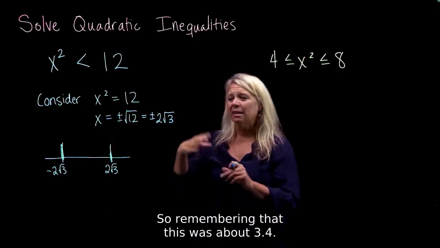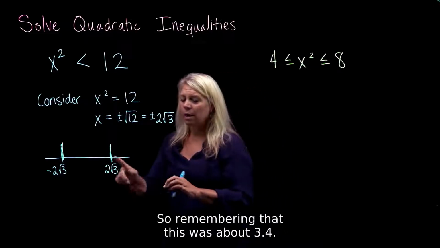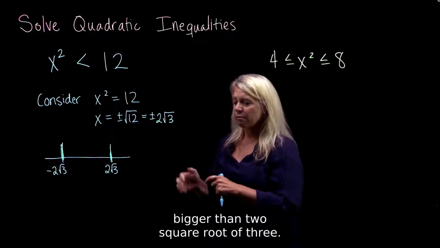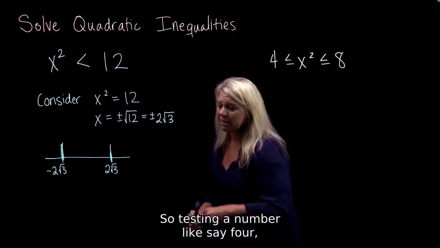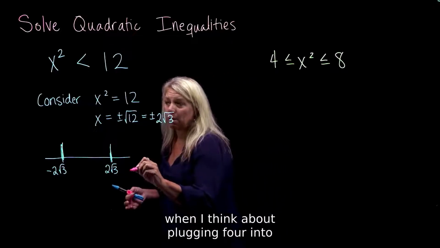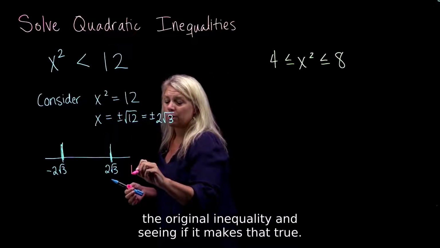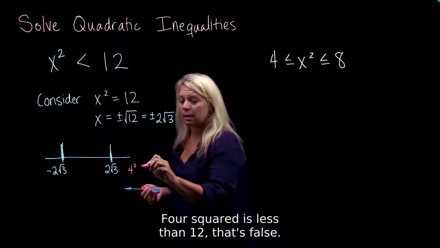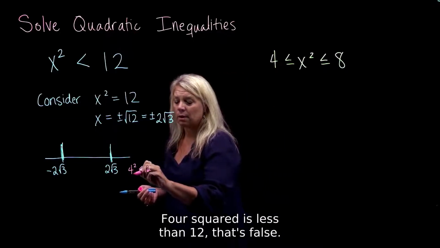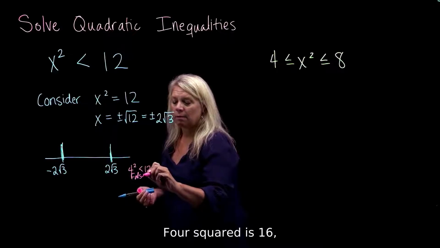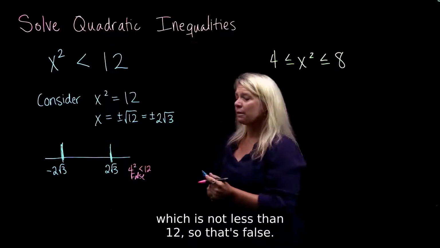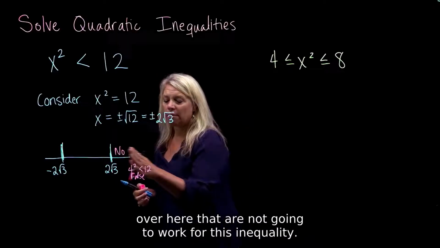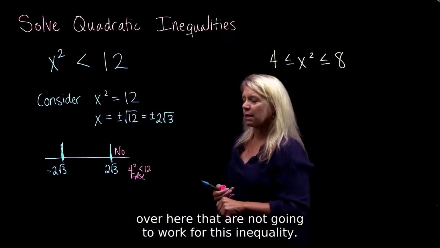So remembering that this was about 3.4, if I think about a number that is bigger than 2 square root of 3, so testing a number like, say, 4, when I think about plugging 4 into the original inequality and seeing if it makes that true, 4 squared is less than 12, that's false. 4 squared is 16, which is not less than 12, so that's false. So this is the region of numbers over here that are not going to work for this inequality.